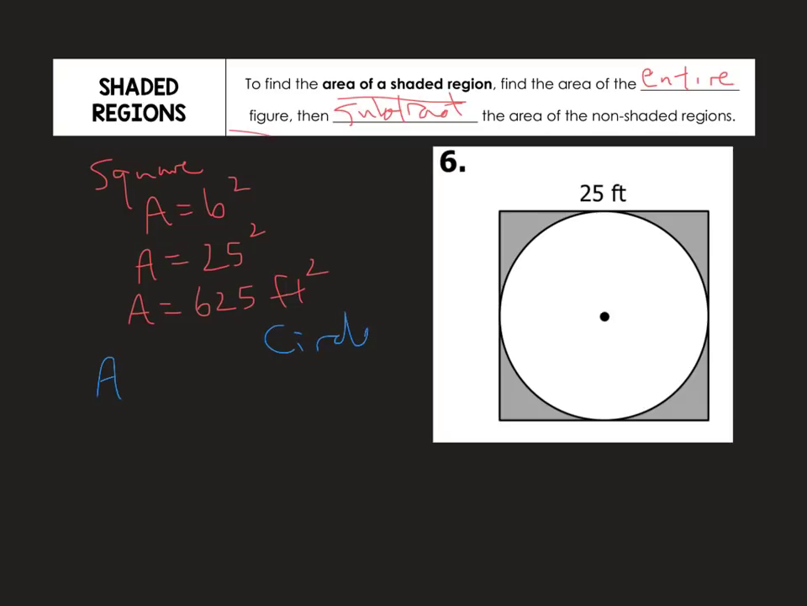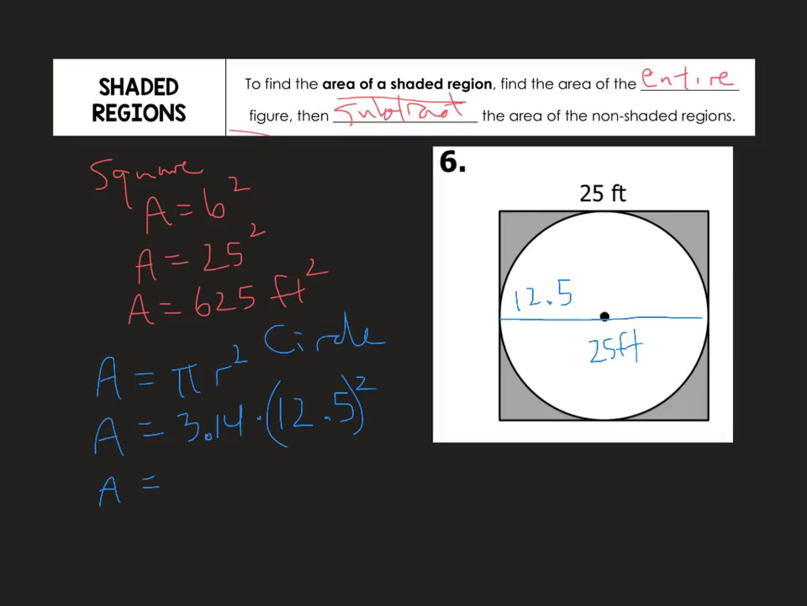How do we find the area of the circle? Area is going to be equal to pi times radius squared. And what's the radius? Well, I know that this is the diameter, which is 25 feet, and half of that is going to be 12.5. So area is going to be equal to 3.14, or use the pi key, times 12.5 squared. I'm going to put this in parentheses so we don't get confused with the decimals. And I get that the area of the circle is 490 point, let's call it 63 square feet.